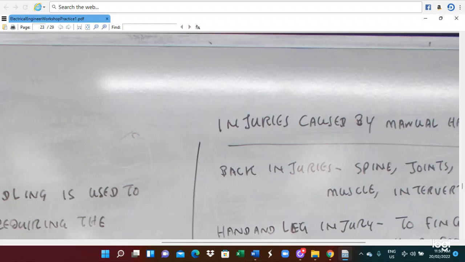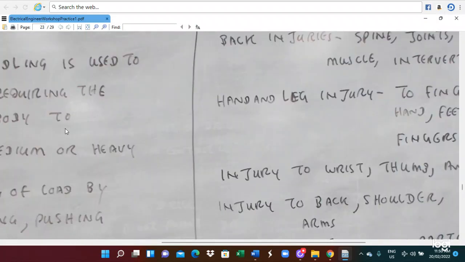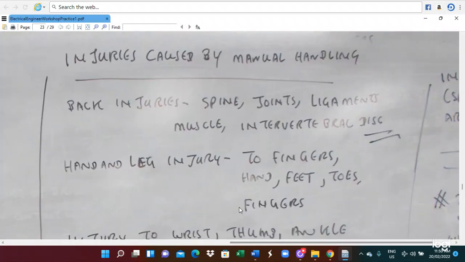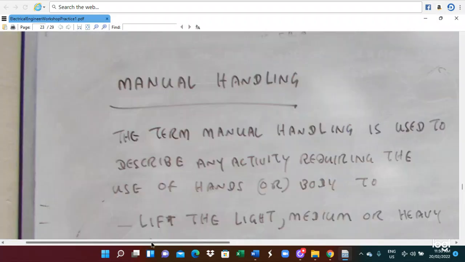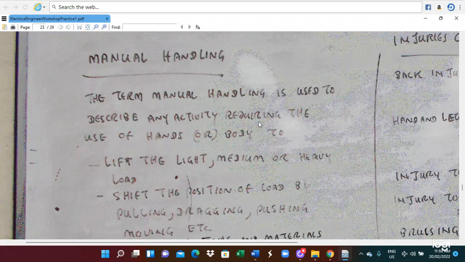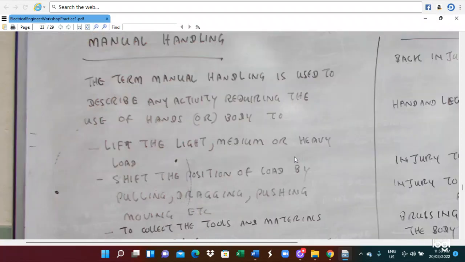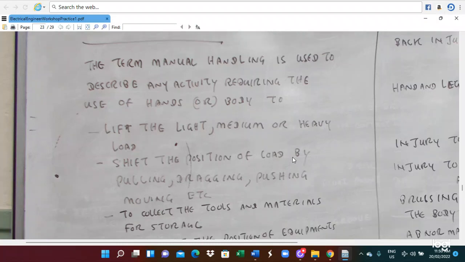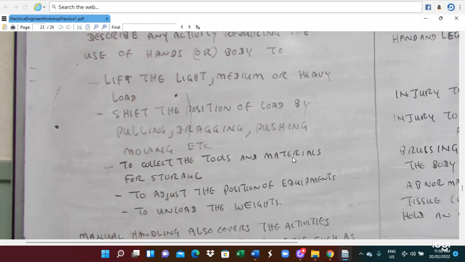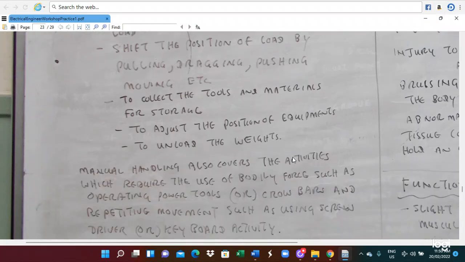Okay, so today's electrical trades are beginner level. We are talking about manual handling. Manual handling is very important because it is used to describe any activity requiring the use of the hand or the body to lift light, medium or heavy loads, shift the position of a load by pulling, dragging, pushing, moving, and also collecting tools and materials from storage, adjusting the position of equipment, and unloading weight. So those are manual handling.